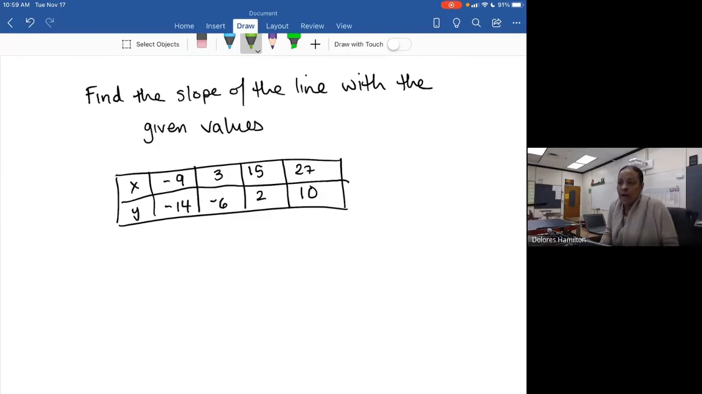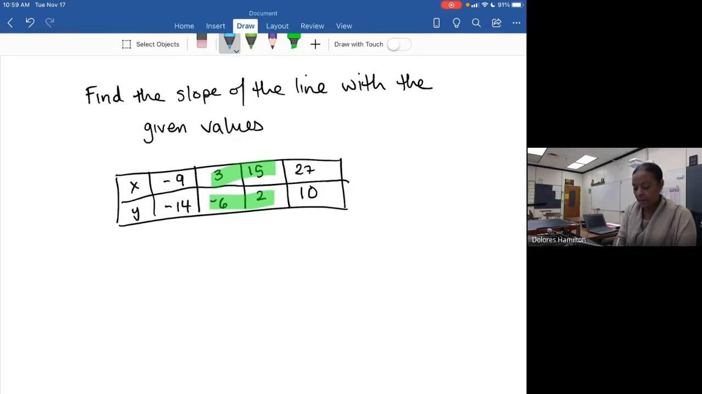Lastly, you will have questions that, instead of an ordered pair, give you a table of values. You pretty much have choices then. If we're looking for the slope of the line that has these given coordinates on it, we just need to choose 2 points that are on that line. I would go with the easiest values to work with. I'm going to choose these.